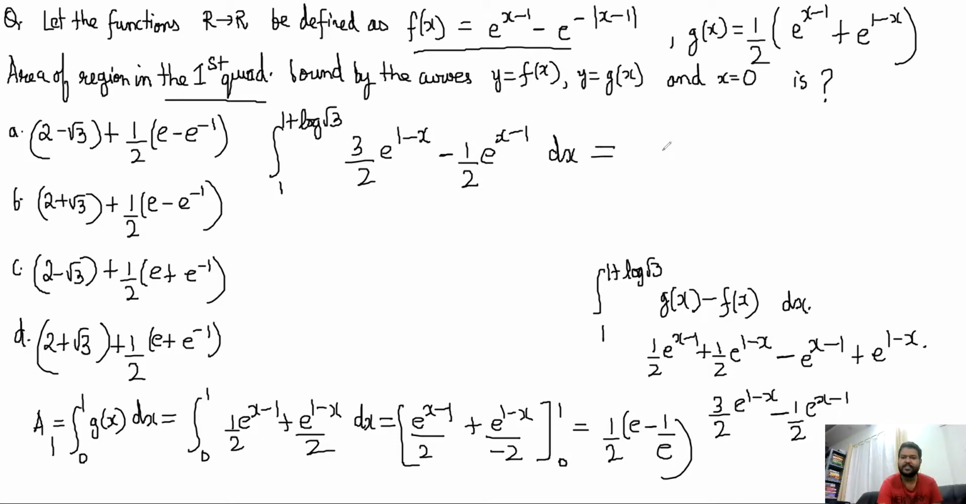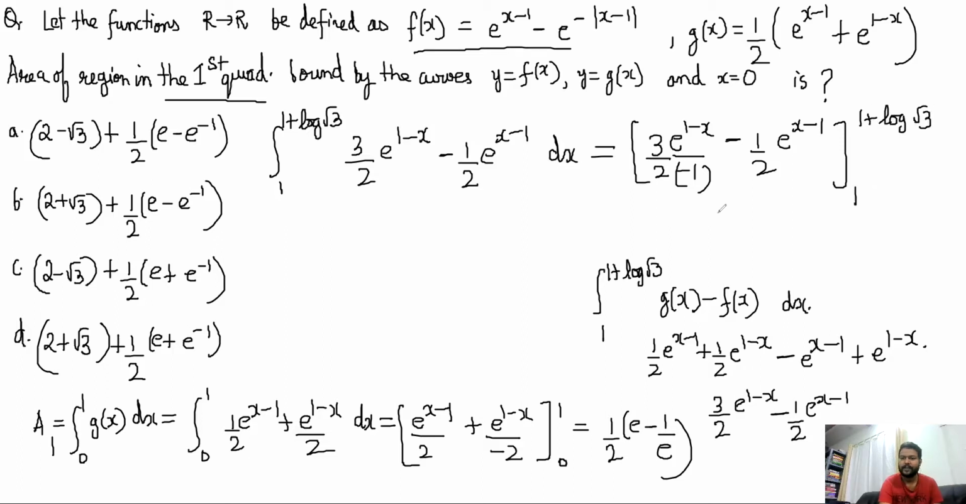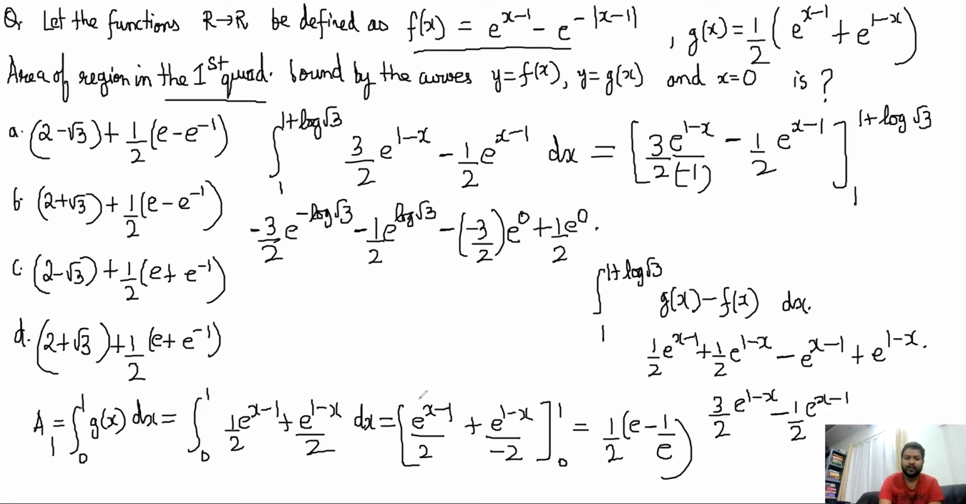So the integrations are fairly straightforward. 3 by 2 e power 1 minus x by minus 1 minus half of e power x minus 1, that is after integration. Now we'll put the values 1 to 1 plus log root 3. So what is the value that will come? Let's write the answer. So minus 3 by 2 e power 1 minus 1 plus log root 3, so it is minus log root 3, right? Then minus half e power 1 plus log root 3 minus 1, so it is e power log root 3, right? Then minus 3 by 2 e power 0, and then plus half e power 0, right? This is what is coming.